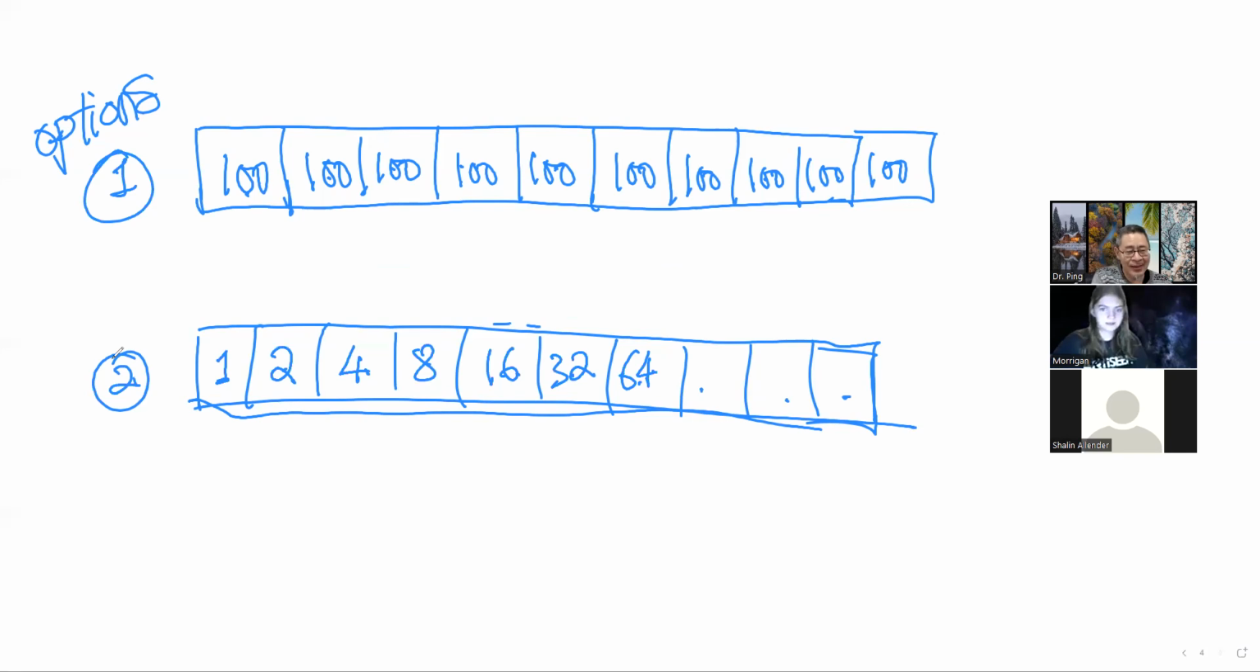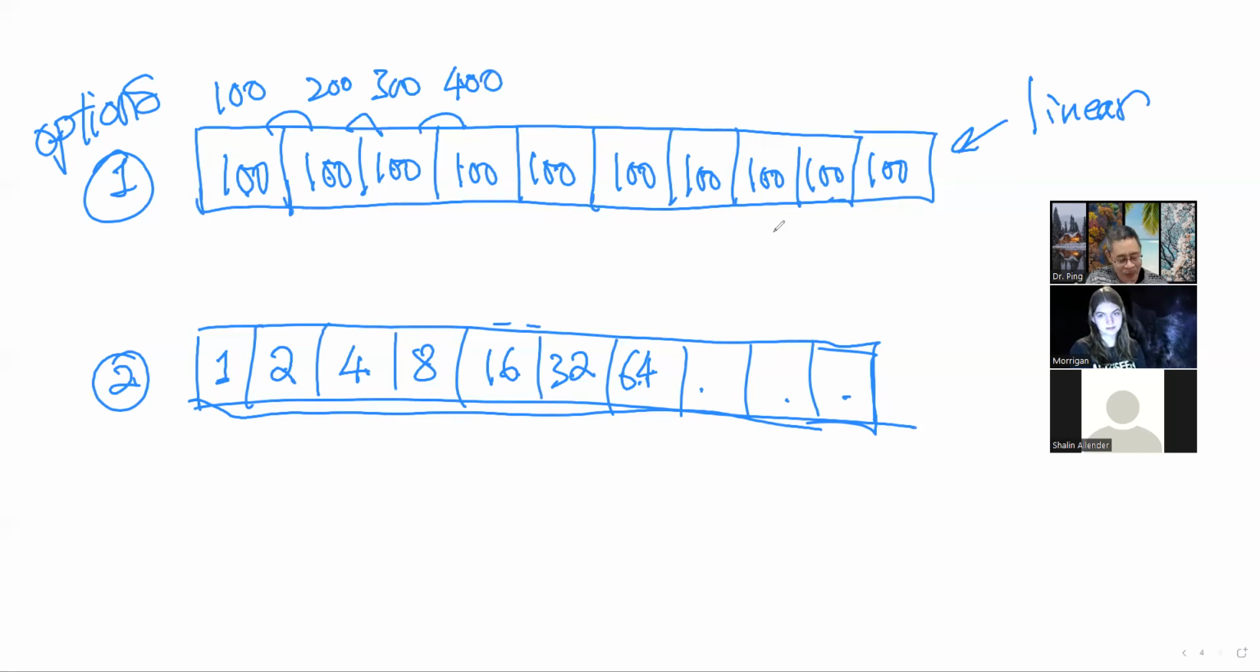Okay. All right. So basically, we're dealing with two kinds of functions. This is called a linear function. Each day we increase the same amount, right? And that's a linear function. Because the first day you got 100, second day you got 200, third day 300, fourth day 400. So each day you get 100 more. So you have the same amount of increase.